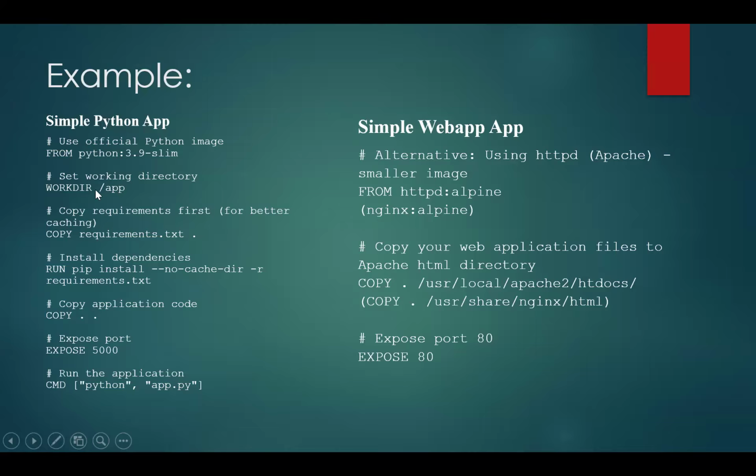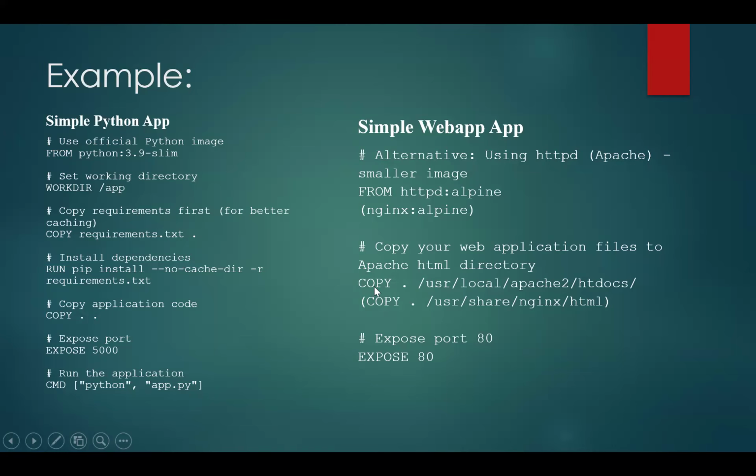So it will create a working directory first. Where will it create the /app? In the Python image, create one folder with the name app. And then copy the requirements. I'll come to this one later. Let's understand only this one, simple web app.